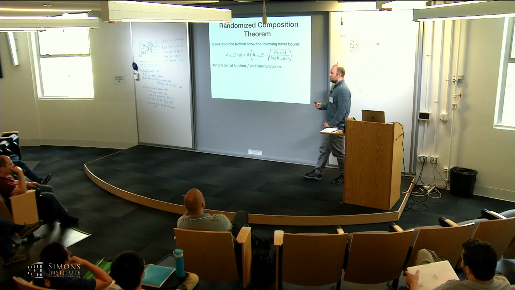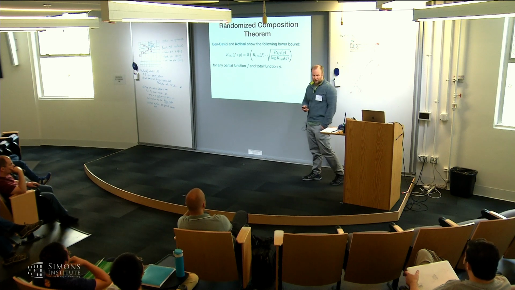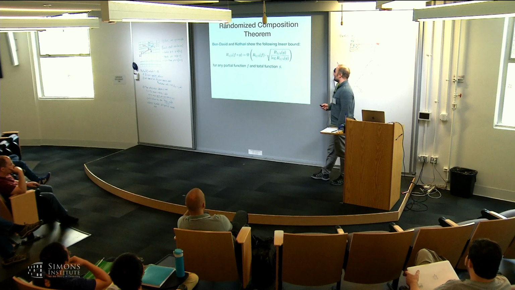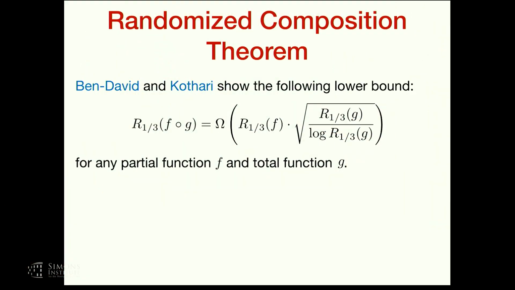Okay, so what's known about the lower bound? So Ben-David and Kothari show the following lower bound. The randomized complexity of f composed with g is at least the randomized complexity of f times the square root of the randomized complexity of g. And they show this for any partial function f and total function g. So this square root is kind of strange, right? It's not what you would expect to see there.